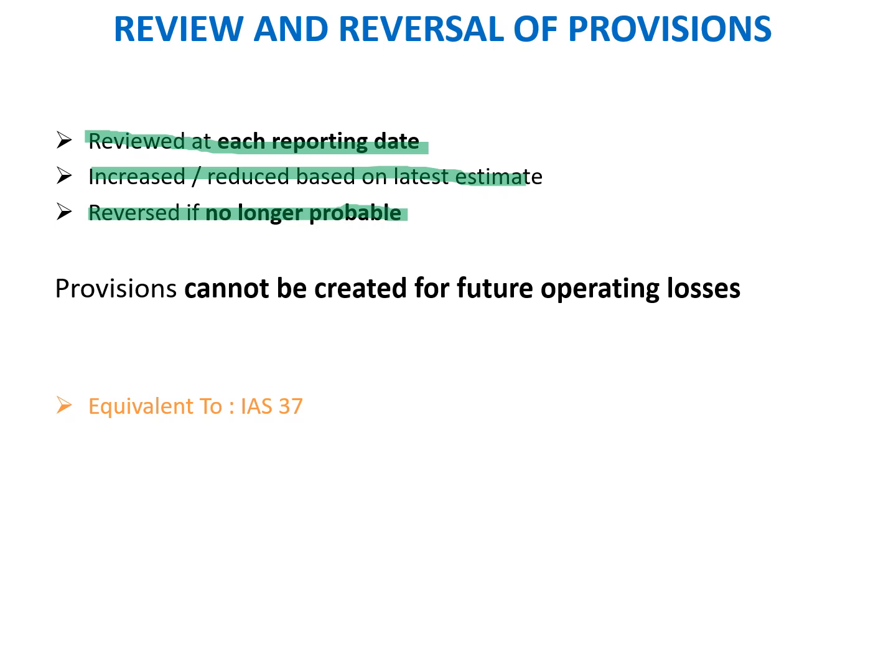Provision cannot be created for future operating losses. This is a thumb rule. If we anticipate that certain losses are going to happen, we cannot create a provision for them. And this treatment of review and reversal of provision is absolutely aligned with IAS 37. So we'll move to the next slide then.